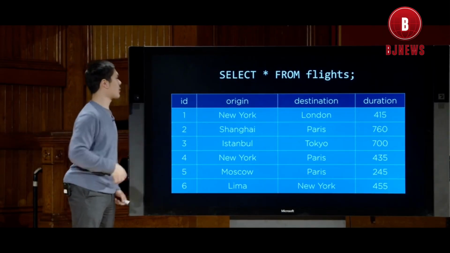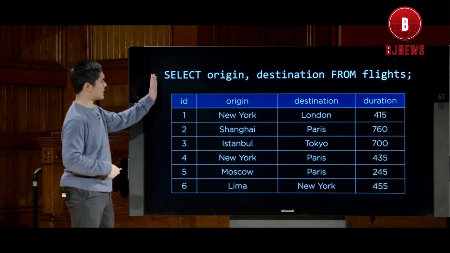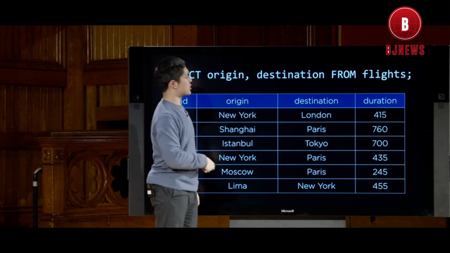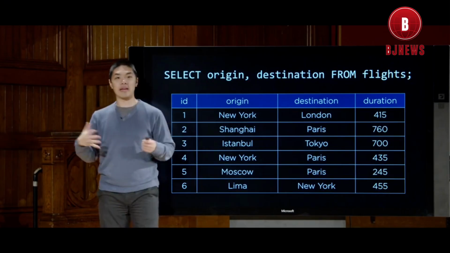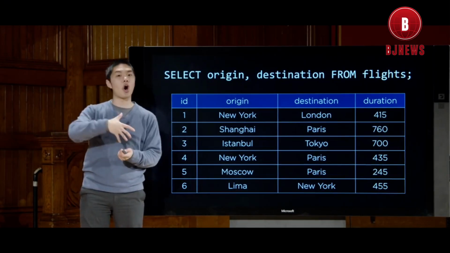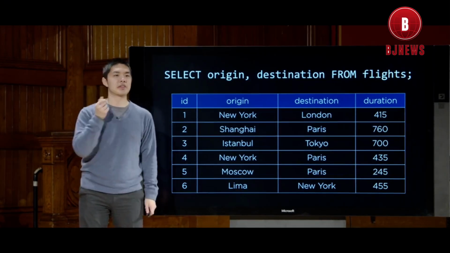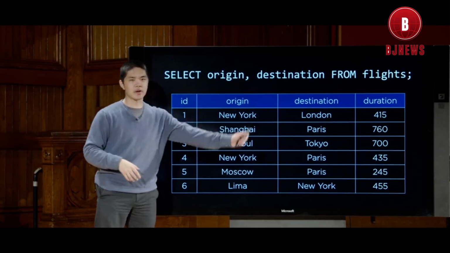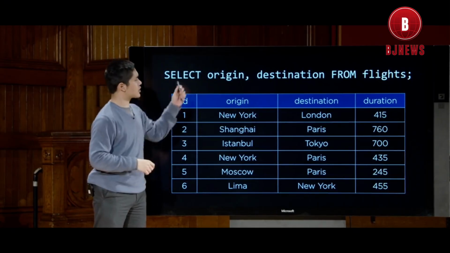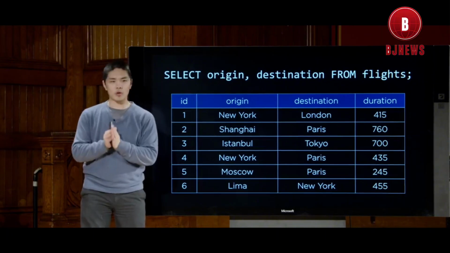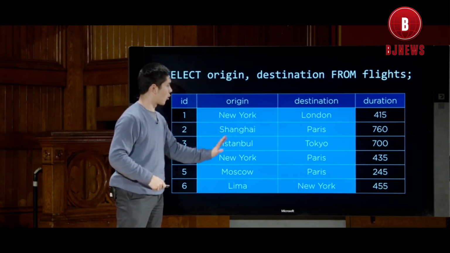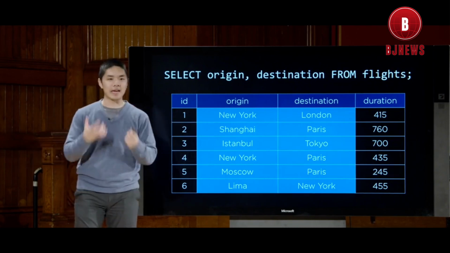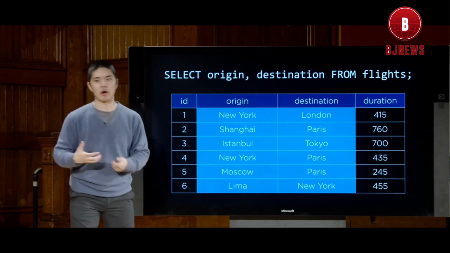So instead, I could run a query like this. Instead of star, I'm saying select origin, comma, destination from flights. So I'm, again, selecting from the flights table, selecting all of the rows still. But the difference is that instead of select star, which means select all of the columns present in the table, select origin, comma, destination means I'm only going to select these two columns, the origin column and the destination column. So highlighted in blue here is the data that would be returned.